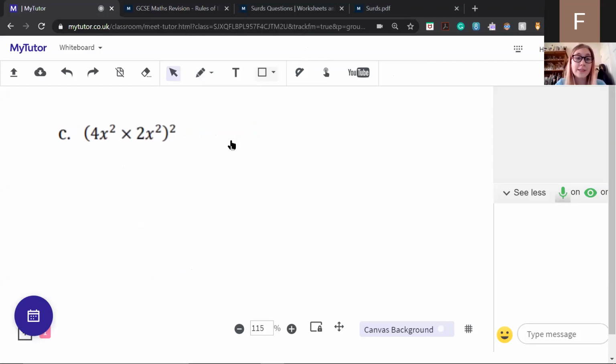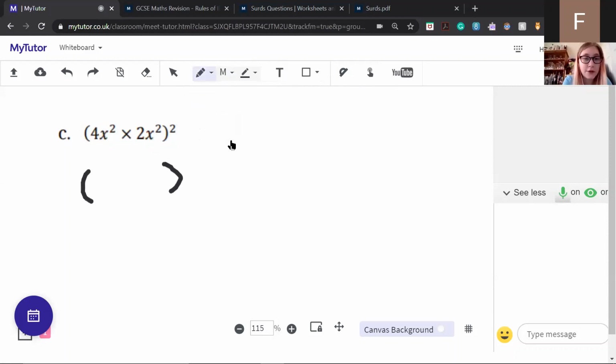4x squared times 2x squared, all squared. So the first thing that I'm going to do here is work out this bit in the brackets, because that's what BODMAS tells me to do. That's also what my instinct kind of tells me to do here. So we've got to remember that when we're multiplying things, we multiply the numbers and we multiply the x's. The bit in the brackets, we know it's going to be something squared. We're just simplifying the bit in the brackets. 4 times 2 is 8. And x squared times x squared, well, that's x to the 2 times x to the 2. So it's x to the 2 plus 2. So this is 8x to the 4.